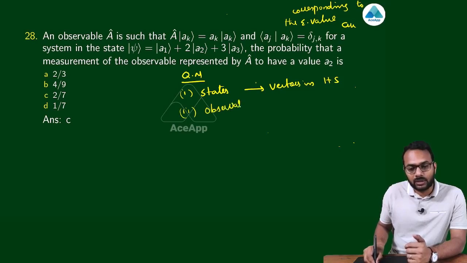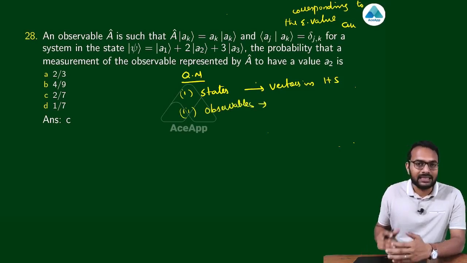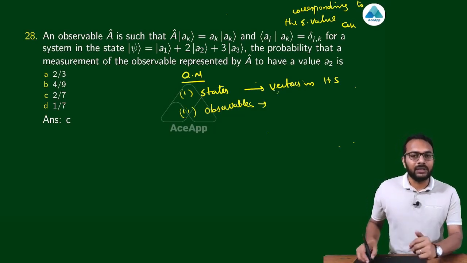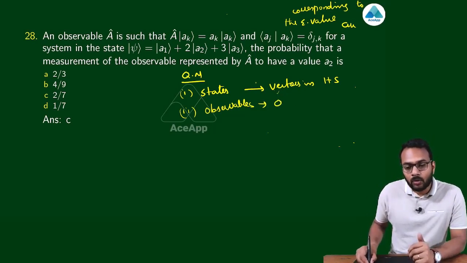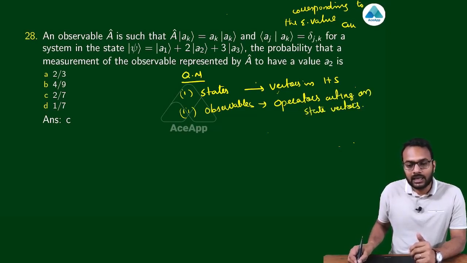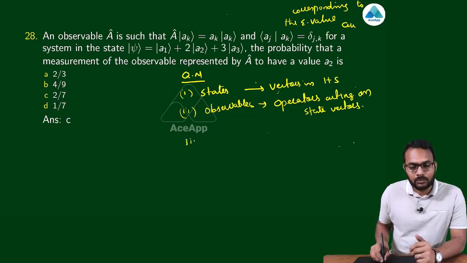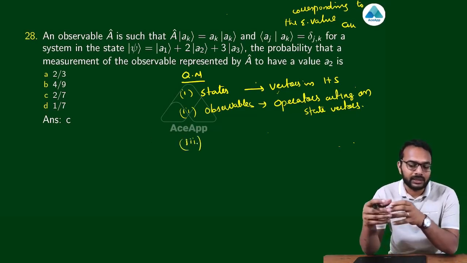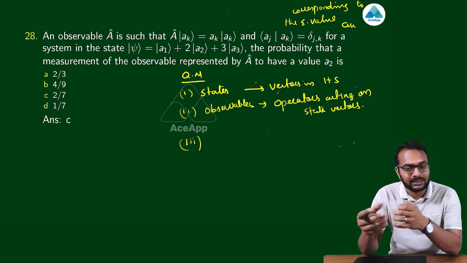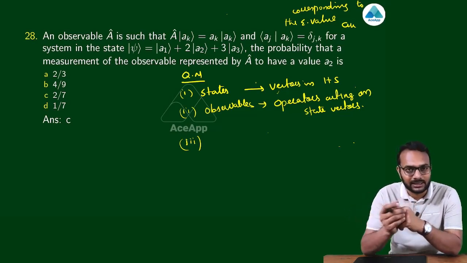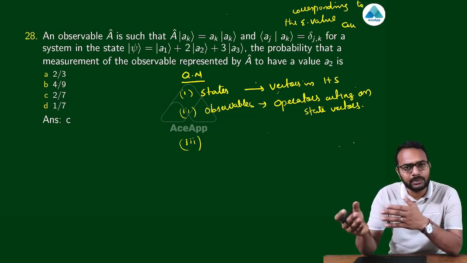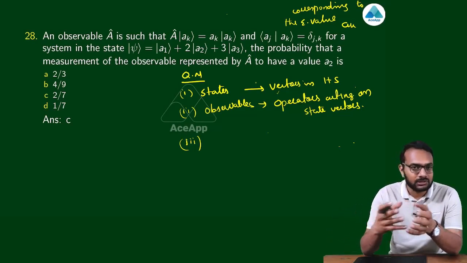Observables are measurable quantities, like energy, momentum, all these things. Anything that we can measure is represented by operators acting on state vectors. Operators are abstract entities, and depending on the representation, they could be matrices or differential operators.